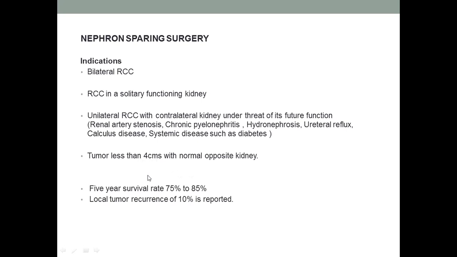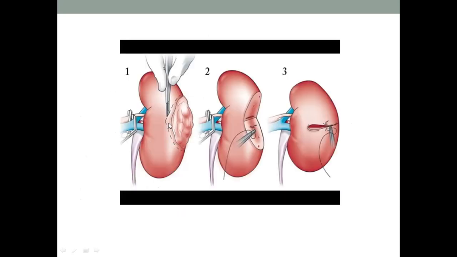If you take care, then the 5-year survival rate can be 75 to 85%, but there is a definite risk of local tumor recurrence of 10%. You can see here, this is the tumor. You can take it out with margins and repair the kidney like that. A similar thing can be done at the upper pole or the lower pole for small tumors. This is a mid pole tumor.